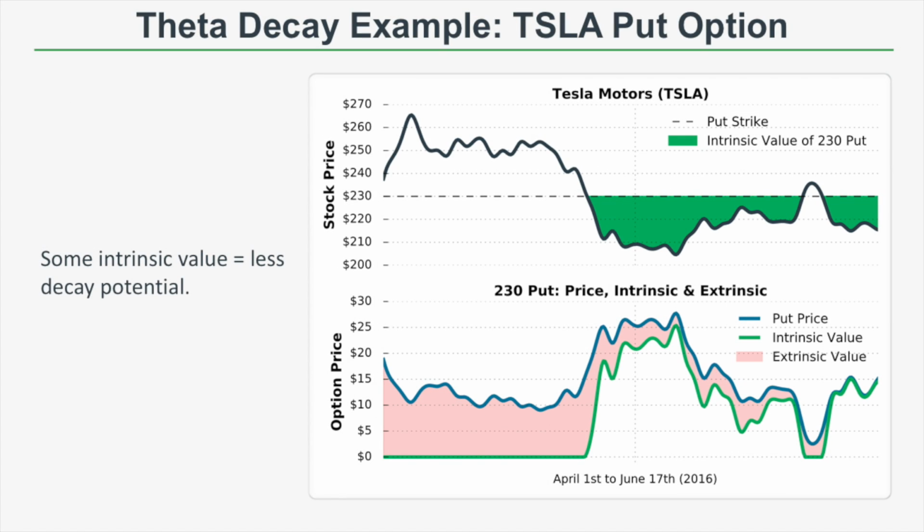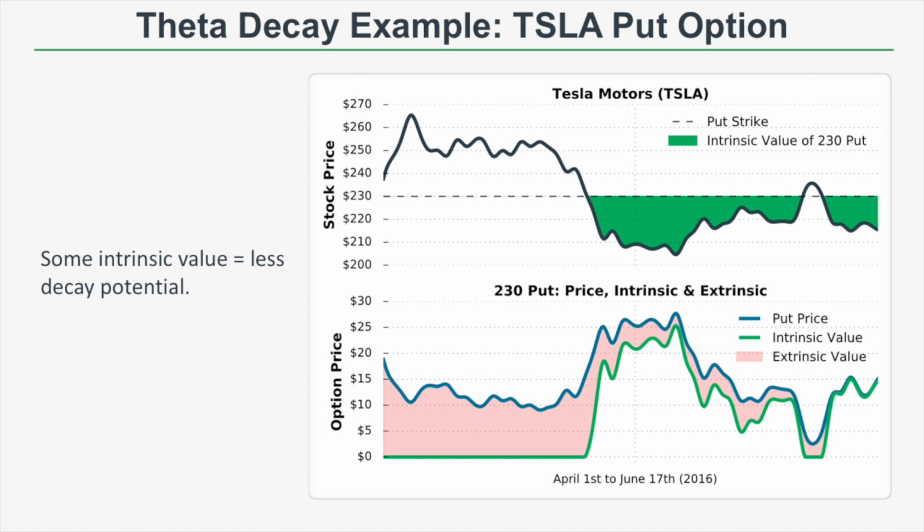Now in this example, we're looking at a put option with a strike price of $230. Now in the beginning of this period, we can see that the stock price was above the put strike price, and the option's price consisted of all extrinsic value. And if you look, you can kind of see the option's price losing value steadily over that period of time where the stock price was above the put strike price. However, the stock price fell and the put actually did have intrinsic value at the time of its expiration.